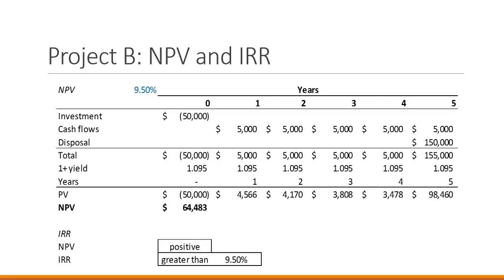Now let's go to Project B and look through the same 4 calculations. NPV is $64,483, which is positive and much higher than the Project A NPV. IRR, again, as NPV is positive, we know that IRR is something greater than 9.5%. In this case, given the strong NPV, the IRR is probably much higher than 9.5%, but we will simply leave our analysis as this qualitative greater than 9.5%.